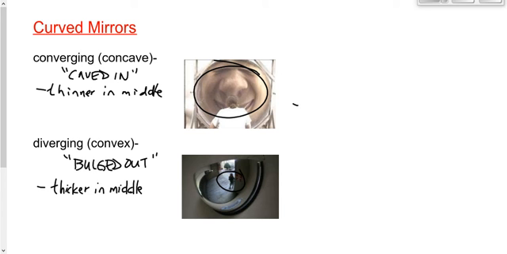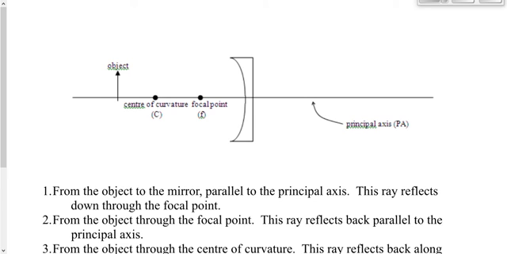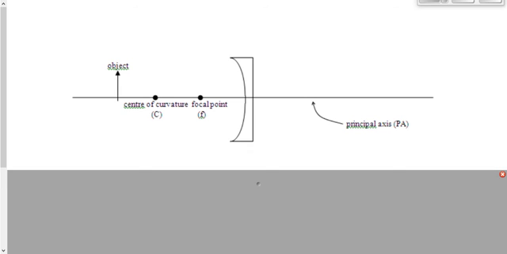I gave you a handout just a minute ago, and on that handout you have a template, two templates in fact. One template is for concave or converging mirrors, and on the back side you have a template for diverging or convex mirrors. We're going to learn to draw the ray diagrams for each of those now. But before we do that, let me label a couple of things on your diagram.